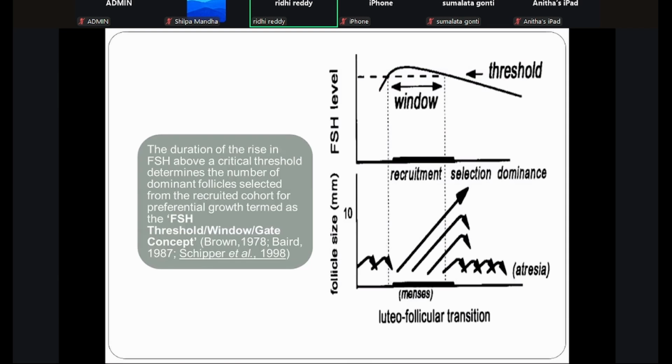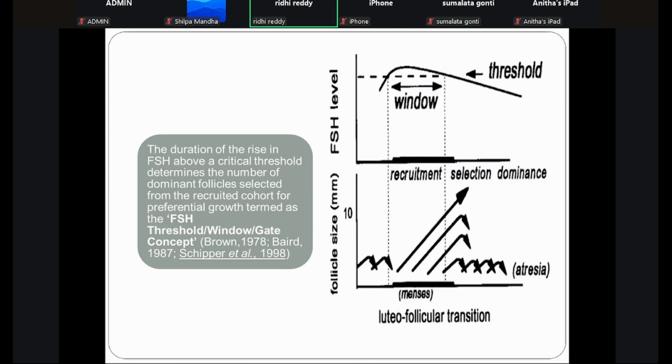Then there is a concept called FSH threshold and FSH window. During the luteal follicular transition, for the recruitment to happen and for the appropriate follicle to be selected, there should be a proper LH level, and also a proper threshold FSH level should be maintained for a certain period of time. This is called the FSH window. The duration of the rise in FSH above a critical threshold determines the number of dominant follicles selected from the recruited cohort. So this is called the FSH threshold window.